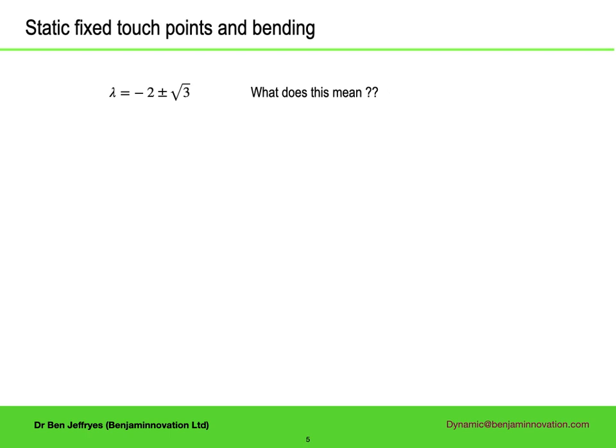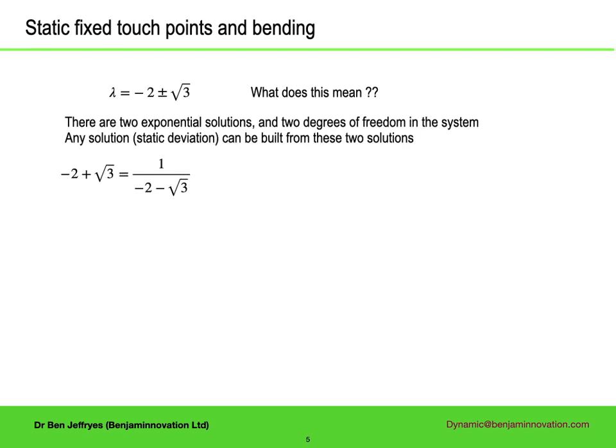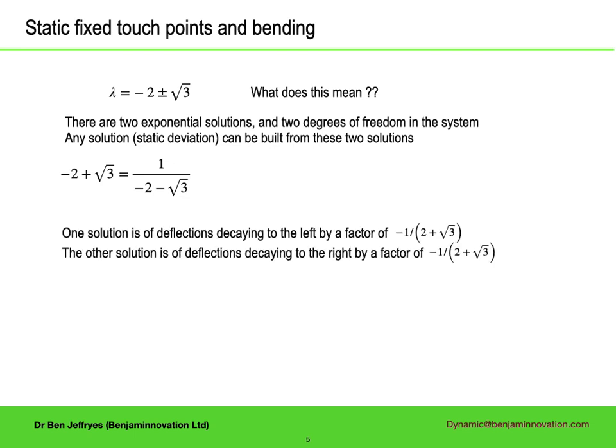These 2 scale factors are inverse of one another, so what this means is that if we have an infinite pipe pivoting at periodic points, if we deflect it inside a span, the deflection in adjacent spans will be of the opposite sign and reduced by a factor of 2 plus √3, which is close to 4. All solutions for periodic pipe, both finite sections as well as infinite, with static touch points, can be constructed from these 2 solutions. One decaying to the left by a factor of 1 over 2 plus √3. The other decaying to the right by the same factor.